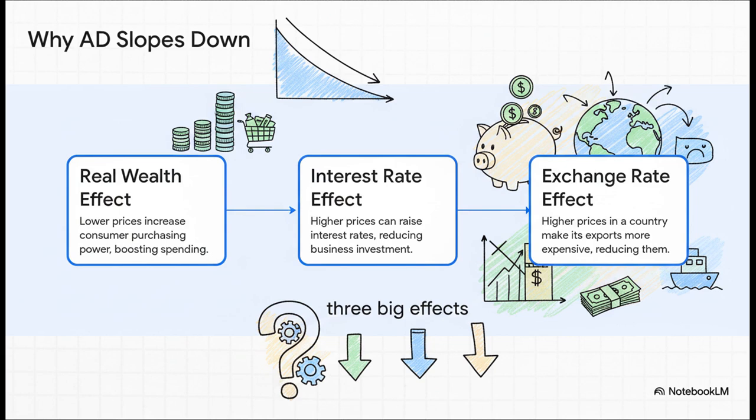So this brings up a really important question. Why does this curve slope downward? I mean, with a simple demand curve, it's pretty straightforward. But here, it's a little more complex. There are actually three big effects at play, and we're going to walk through each one right now.